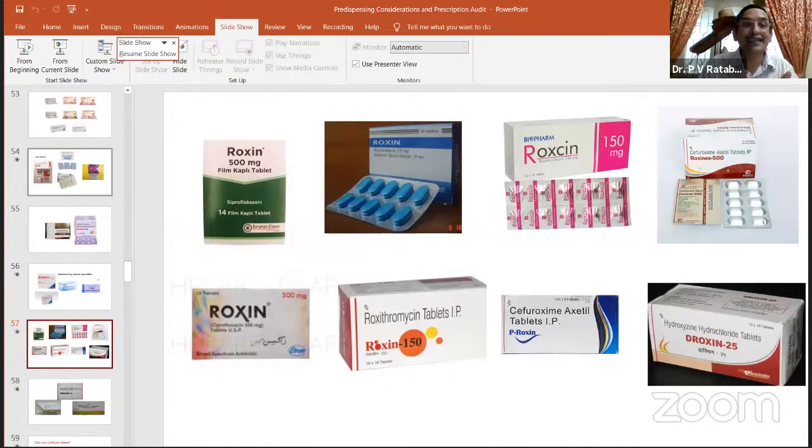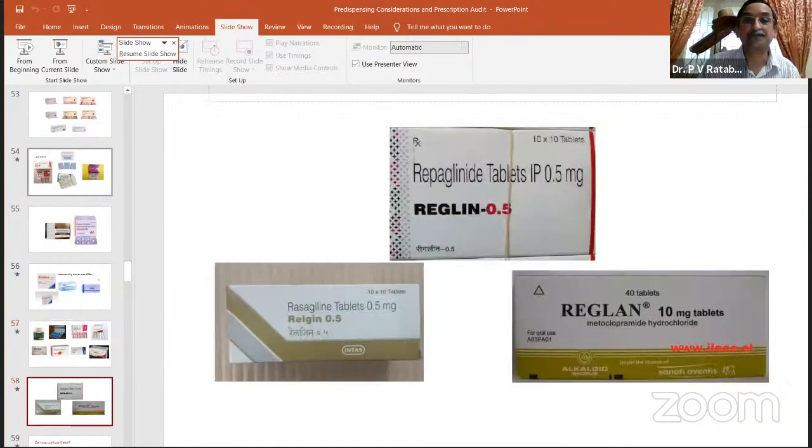And look at this: Roxin in one country is ciprofloxacin, whereas in India it is azithromycin, it is roxithromycin, it is pyroxin, is cefuroxime, and it can be confused with Droxin also, which is hydroxyzine. So similar looking names, same sounds, especially inter-country. So when a foreigner comes to you, or an Indian who has come from abroad comes to you saying that this has been prescribed to me abroad, please verify what exactly he was taking. Don't go just by name, because the names may be different in different countries.